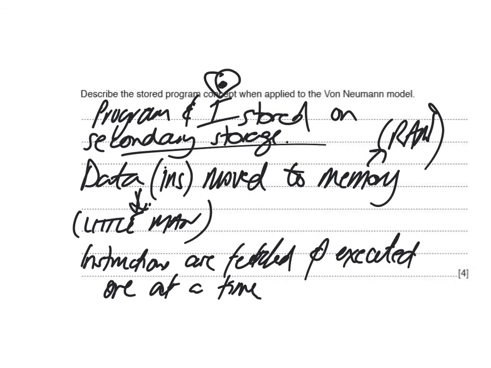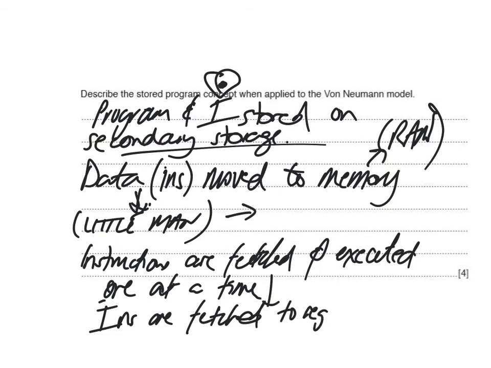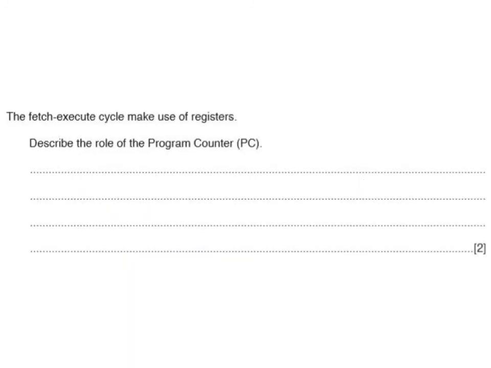What else can we say there? And for this part, data moved to main memory. Instructions are fetched and executed. We probably should have put in there instructions are fetched to registers, i.e. like the current instruction register, for example. Just to give a wee example there, so there goes 5 marks worth there.